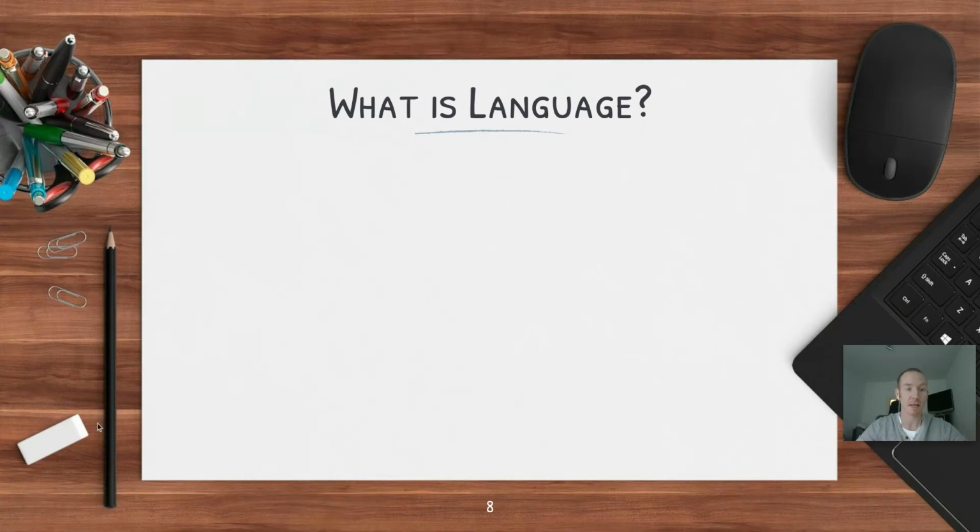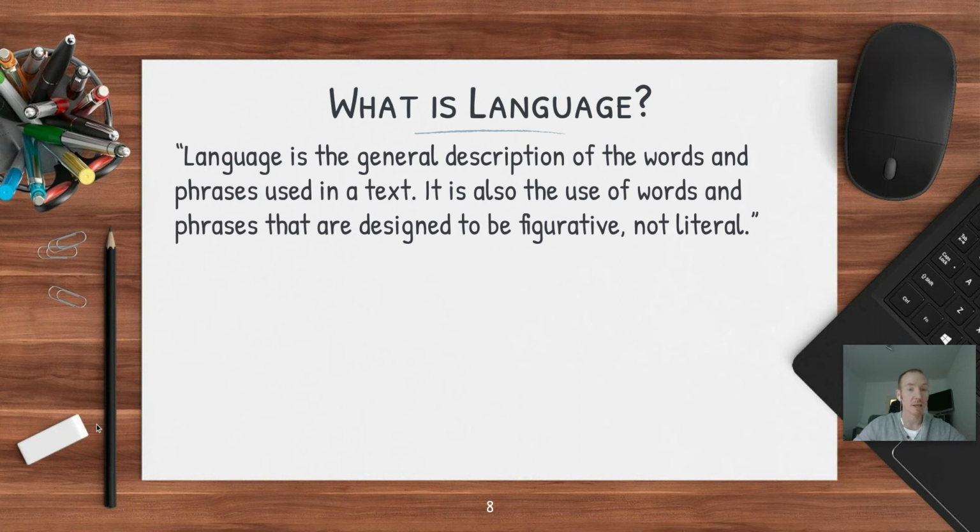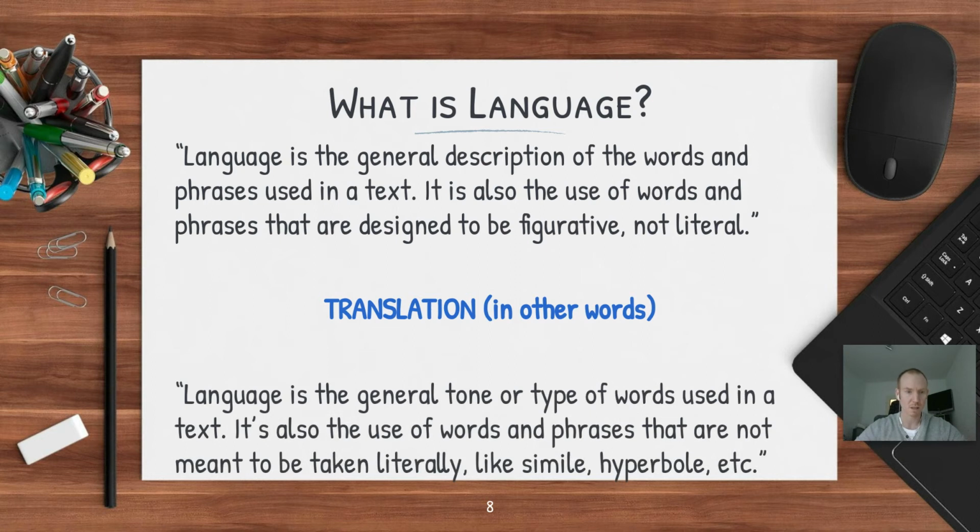So let's talk about what language is. Language is the general description of words and phrases used in a text. It is also the use of words and phrases that are designed to be figurative, not literal. In other words, language is the general tone or type of words used in a text, or the way you would describe a general conversation in a text. It's also the use of words and phrases that are not meant to be taken literally, like simile, hyperbole, personification, etc.